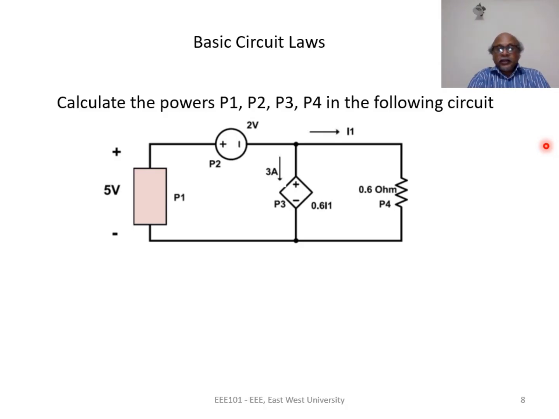If you notice carefully, you will see that this circuit is very similar to the circuit which we solved at the end of our last lecture. There are some differences. The major difference is the values of some of the circuit variables are missing. The current through this rectangle and this 2-volt source is not shown. Similarly, the voltage across this 0.6 ohm resistance is not shown. The value of I1 is also not shown.